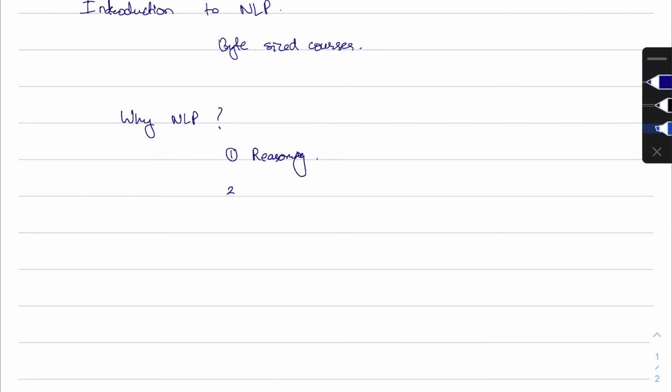That's the first point. The second point is that it's a growing industry. Everyone is using NLP. For example, Amazon. Let's take a look at Apple, Google, and all the other websites.